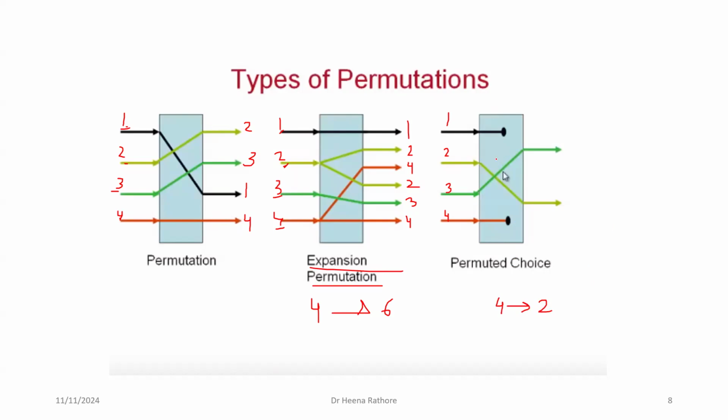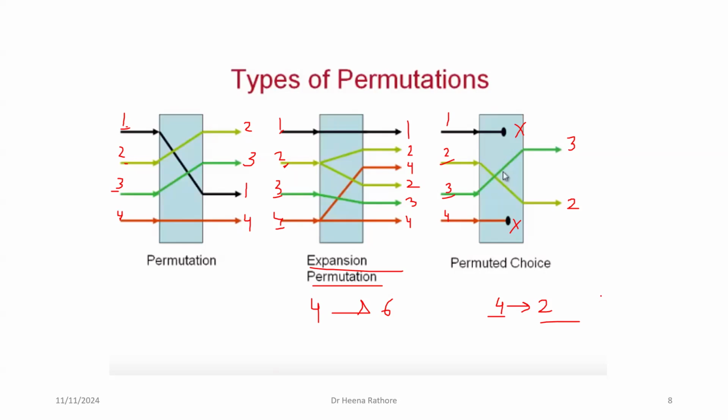So here, 1 will not be copied, fourth will not be copied, second goes to the second position, and third goes to the first position. So in the end, from your 4-bit output, you are getting a 2-bit output. So that is permutated choice. And these are the 3 different kinds of permutations which are being used in data encryption standard.